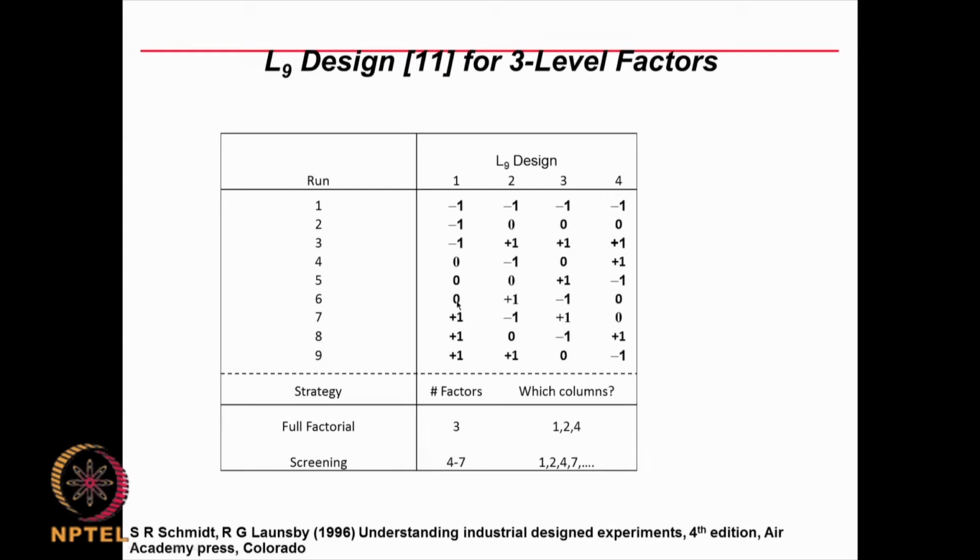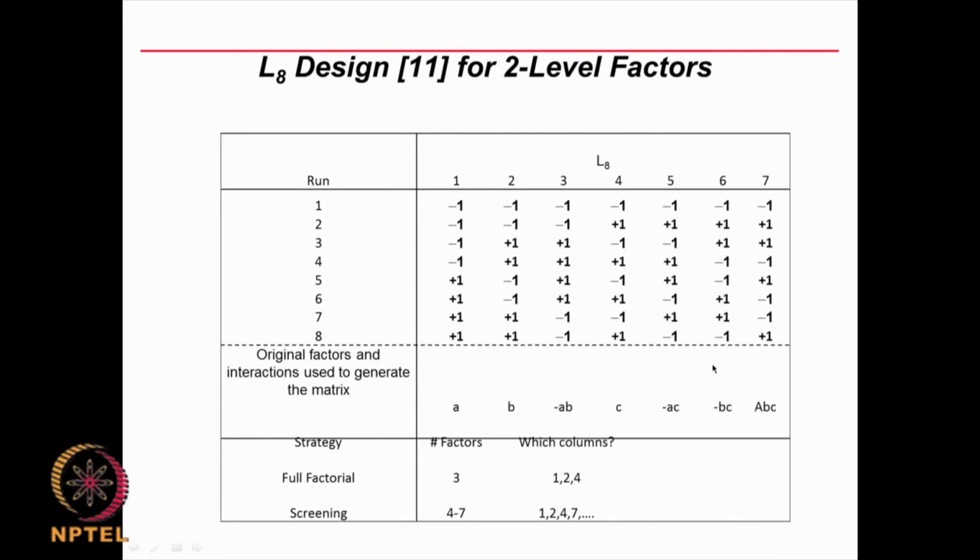For example, temperature, if I am interested in looking at 30, 40, 50, plus 1 means 50, minus 1 means 30, 0 means 40. pH, if it is 3, 4, 5 I am looking at, minus 1 means 3, 5 is plus 1, 0 is 4, like that. So, if I want to do a full factorial design, I will take 3 factors, column 1, column 2 and column 4. Or a screening design, you can keep on doing it, you can add many factors actually.